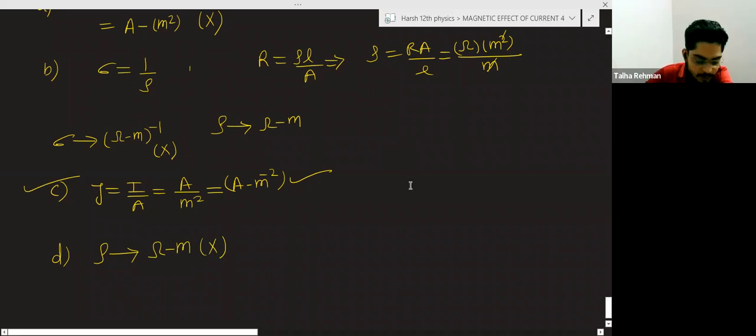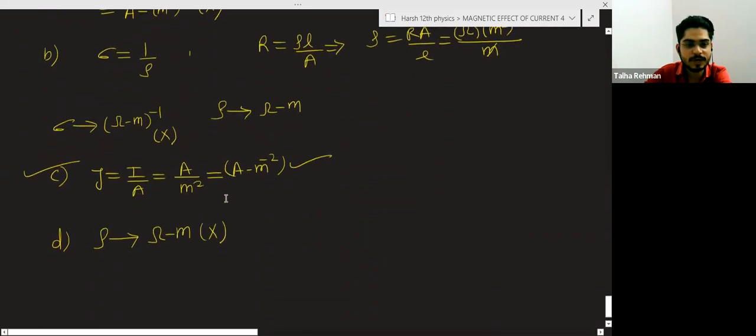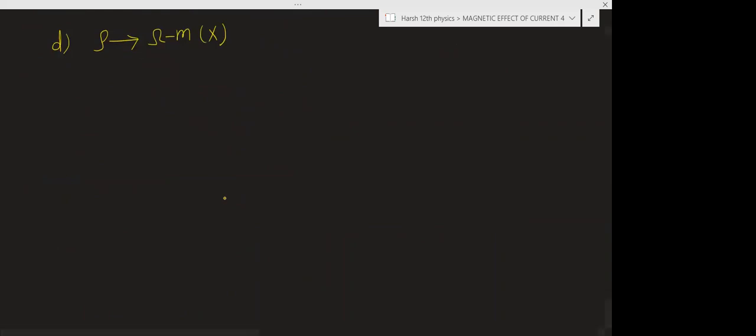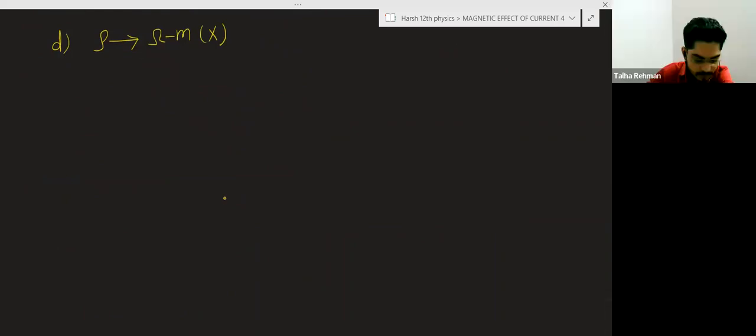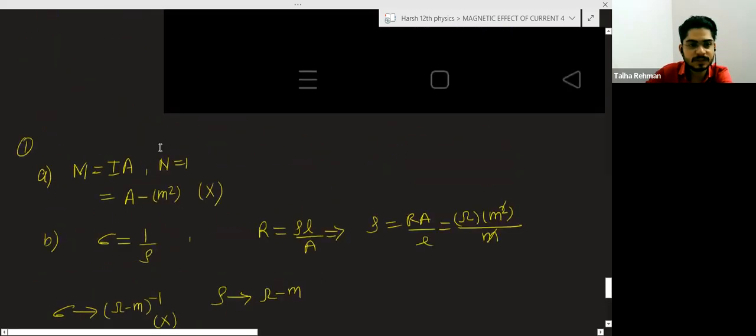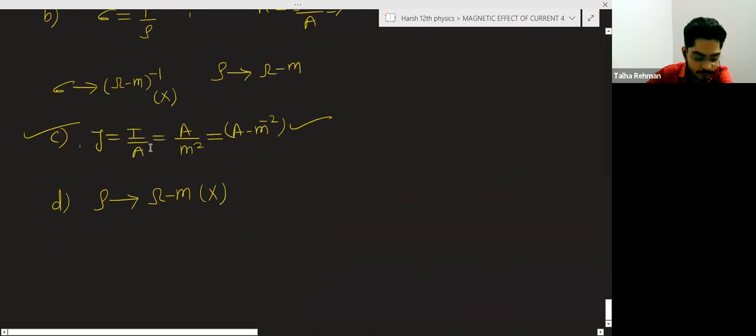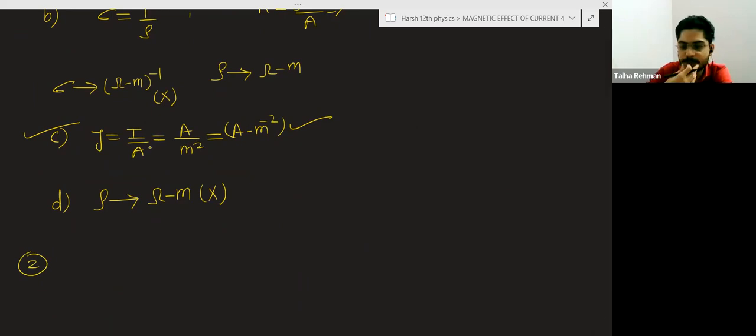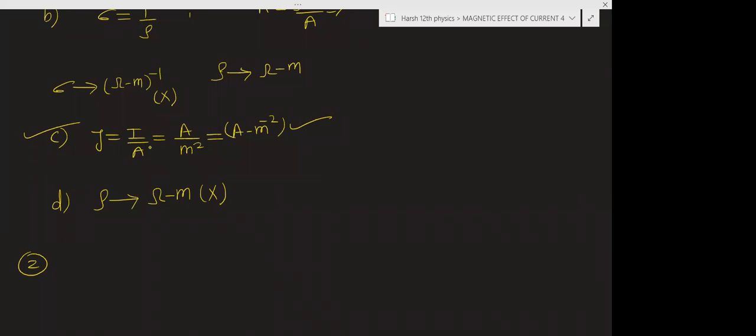Second question. I think I have already discussed it, so I am just discussing question number second also. They are saying two particles of same charge are projected to. Just take out your paper because you will not get which question I am solving. Okay, good.